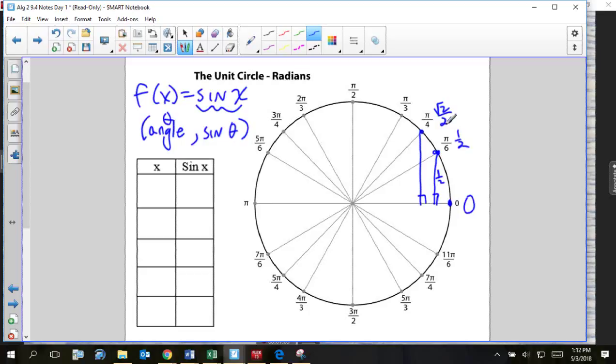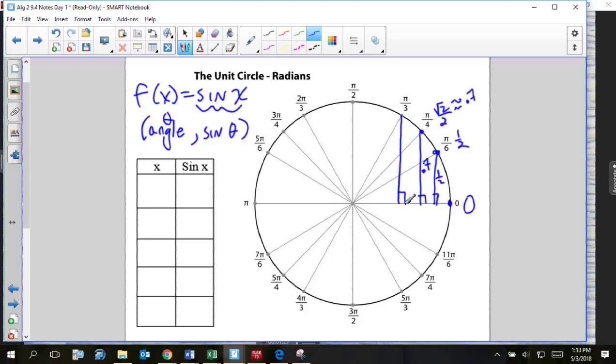Radical 2 over 2. And then you think about how accurate can you really be when you graph it. I think 0.7 is about as accurate as we're going to get when we graph it. So about 0.7 is what radical 2 over 2 equals. Okay, at pi over 3, we're going to go over X amount, and then we'll go straight up. Pi over 3, what is the Y value?